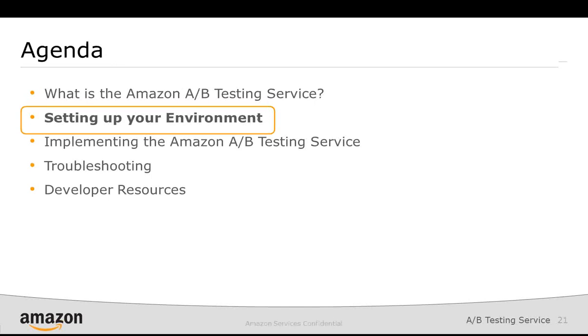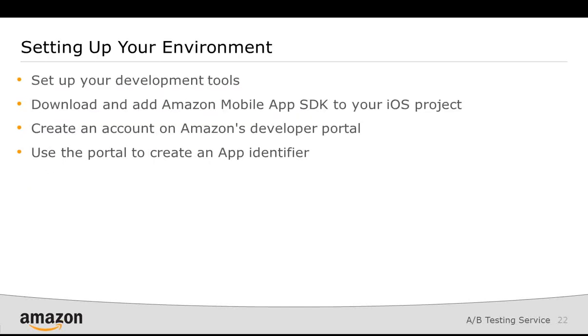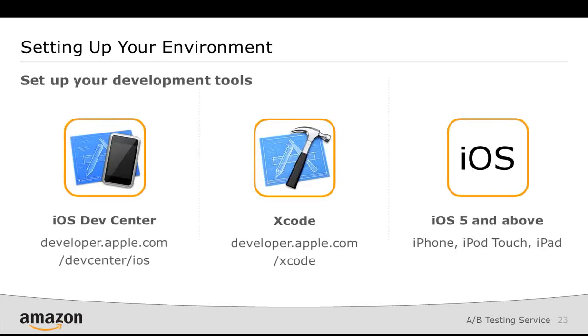Okay, so before you can actually begin using the service, you need to set up your environment. This means getting the development tools you need, downloading the Amazon Insights SDK and adding it to your project, creating an account and logging into Amazon's developer portal, and registering an app identifier there to represent your project to the service.